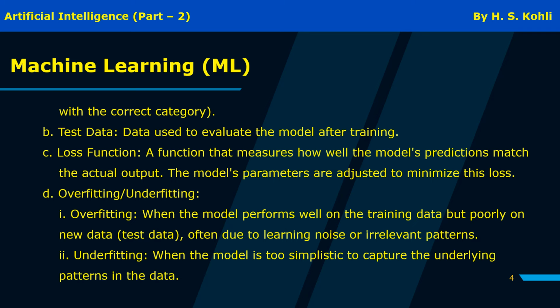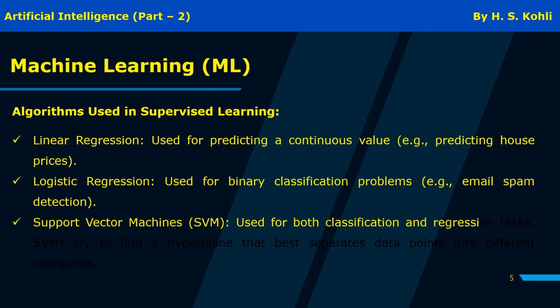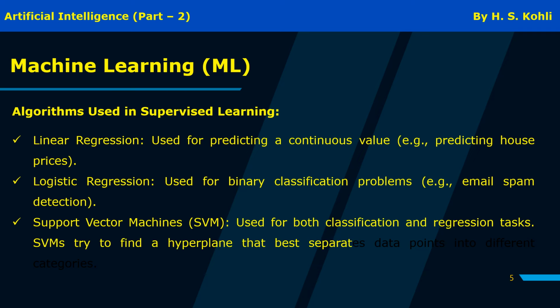Algorithms used in supervised learning: Linear regression, used for predicting a continuous value, for example, predicting house prices. Logistic regression, used for binary classification problems, for example, email spam detection. Support vector machines, SVM, used for both classification and regression tasks. SVMs try to find a hyperplane that best separates data points into different categories.